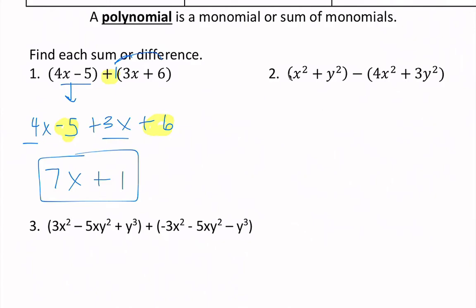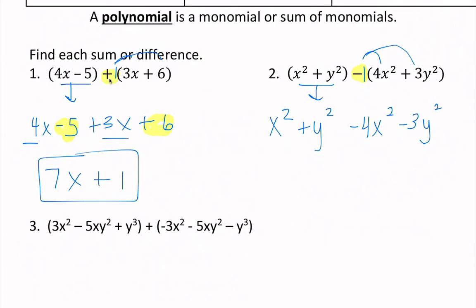Alright, so on number 2, my first set of parentheses, there's nothing out front telling me I don't really need those, so I'm going to go ahead and drop x squared plus y squared. But in front of my second set of parentheses, I have a minus sign, which is the same thing as a -1, which means I would have to distribute a -1. Well, what happens when I multiply by a -1? A -1 times a +4x squared is going to give me a -4x squared. A -1 times a +3y squared is going to give me a -3y squared.